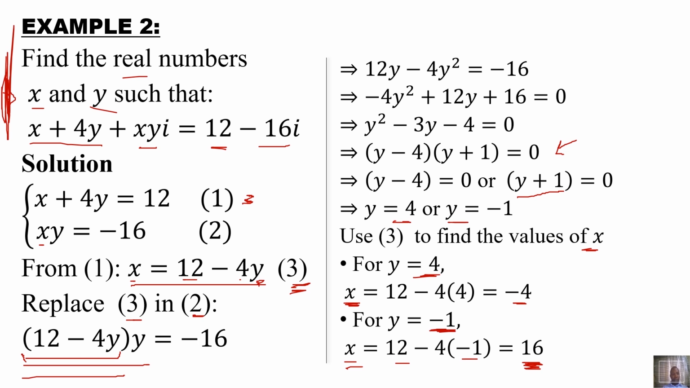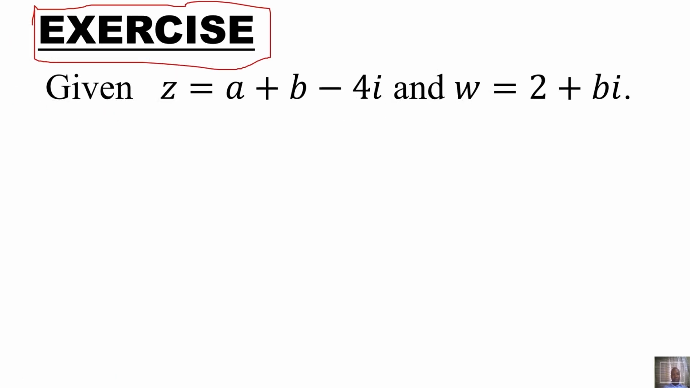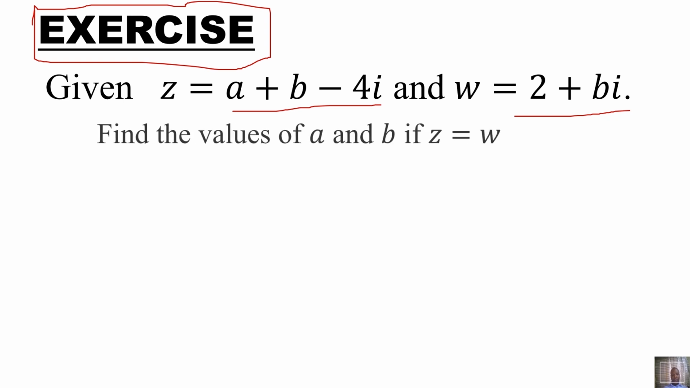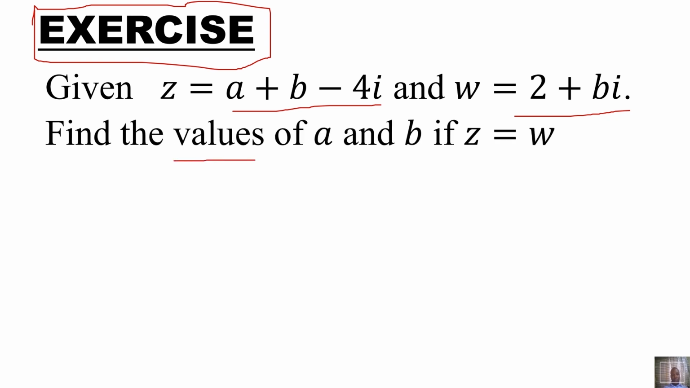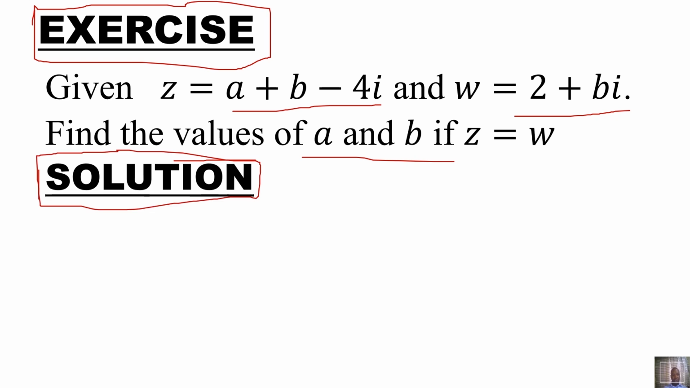Let's see an exercise. Given z equals a plus b minus 4i and w equals 2 plus bi, then find the values of a and b if z equals w. Here we use the equality of two complex numbers. Try this exercise and check the solution in a few seconds.